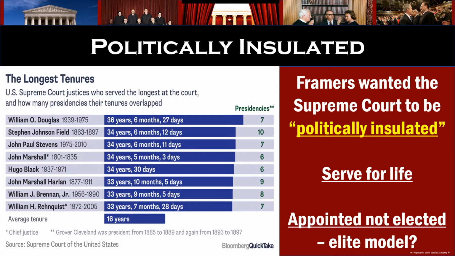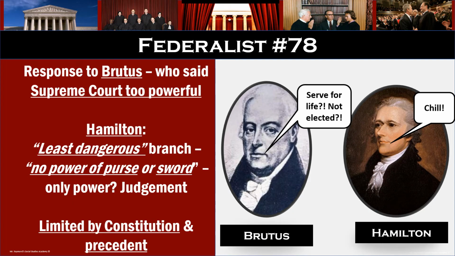Most of the framers wanted the court to be politically insulated, a concept we will come back to a few times, by being appointed rather than elected, which some would point to as falling under the elite model of representation. And these lifetime terms were meant to protect justices from political pressures. But lifetime tenure and the fact that they were appointed rather than elected were the topic of an attack by anti-federalist Brutus, which led Alexander Hamilton to defend the Constitution's provisions on the court in your last must-know of the Federalist Papers, this one being Federalist number 78.